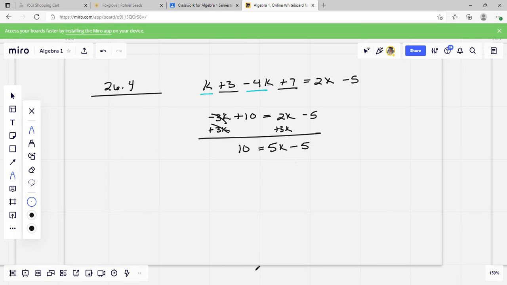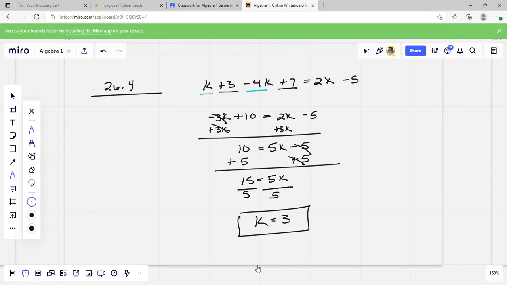Alright, so now I have to do plus 5. I've got to get rid of my constant. And that would be 15 equals 5k. Last step is divide. Divide by 5, divide by 5. K equals 3.